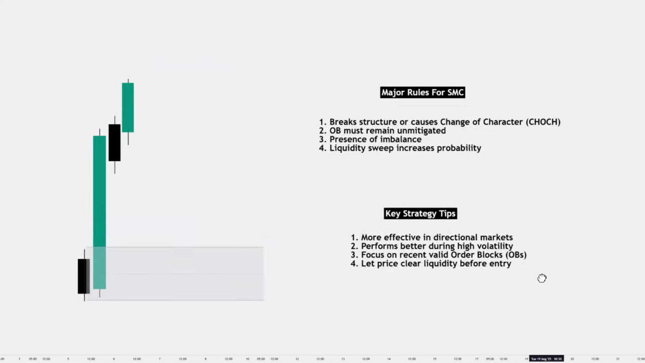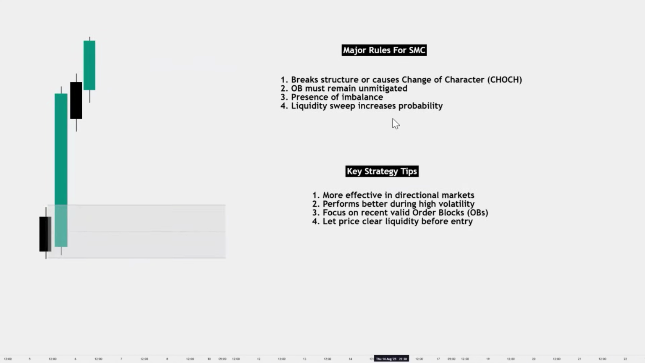Now, looking at the major rules again, liquidity sweep increases the probability. Now, if price goes ahead, builds liquidity, either it sweeps liquidity before the order block is created, or it creates liquidity above the order block. Either of them, it's valid. It increases the probability of the zone.